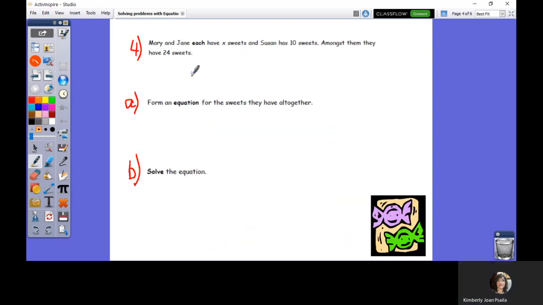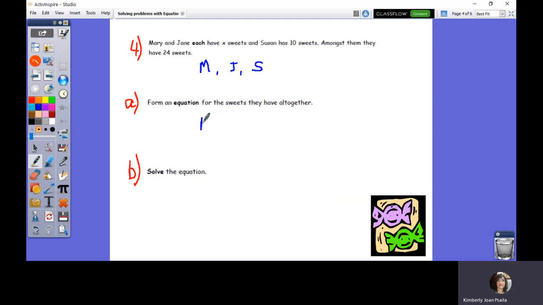Okay, so question 4. Mary and Jane each have x sweets, and Susan has 10 sweets. Amongst them, they have 24 sweets. So here we are talking about 3 children: Mary, Jane, and Susan. Form an equation for the sweets they have all together.